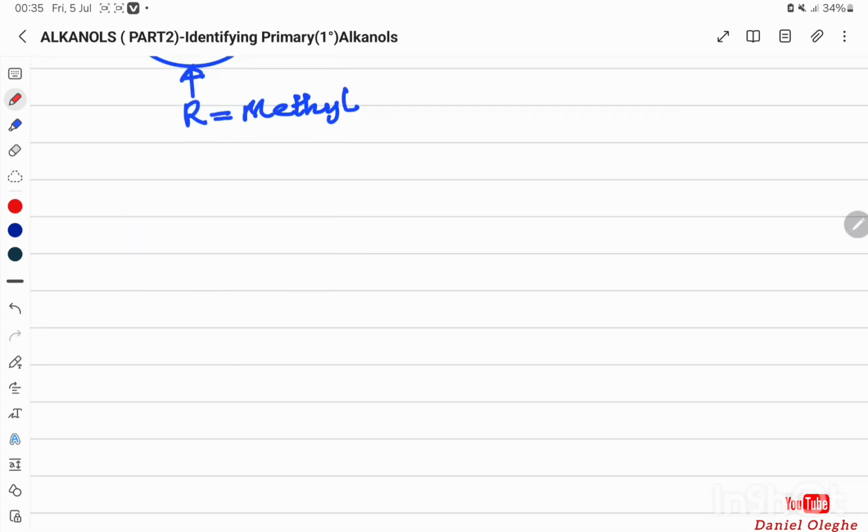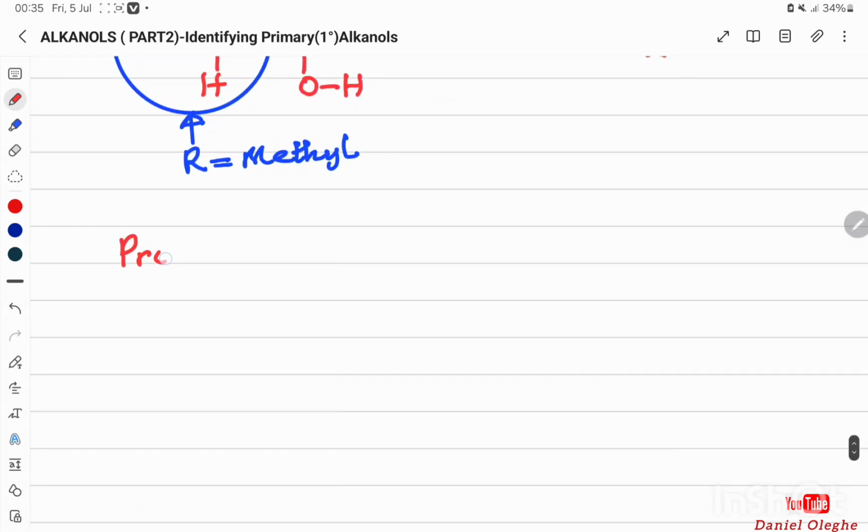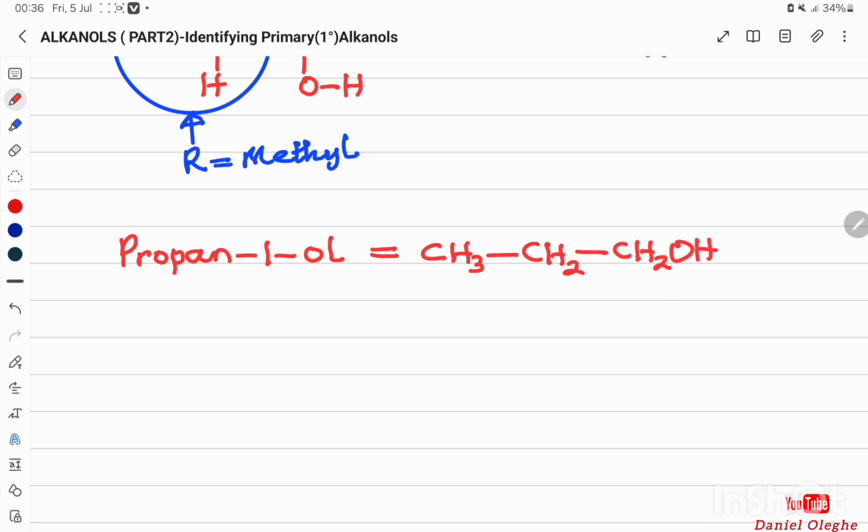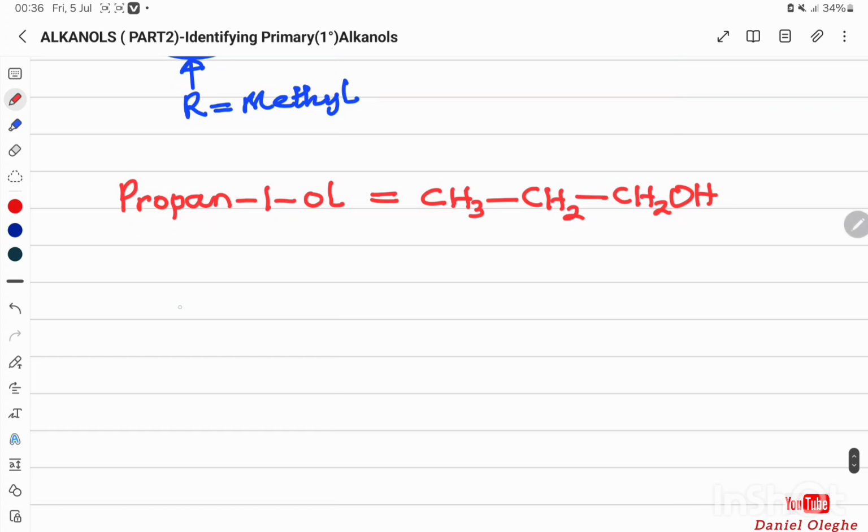I'm going to take another example, which is propan-1-ol. Propanol, but precisely propan-1-ol, because we have 2 types of propanol. So we have propan-1-ol as a primary alkanol, which is represented as CH3CH2CH2OH. Always try to identify the group, the CH2OH, to indicate that it's a primary alkanol. So look at the structure. The molecular structure is as follows.